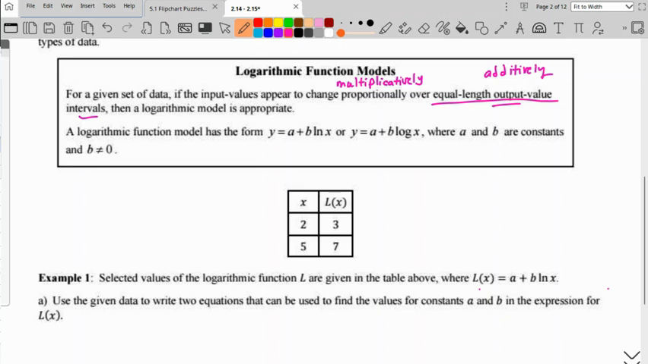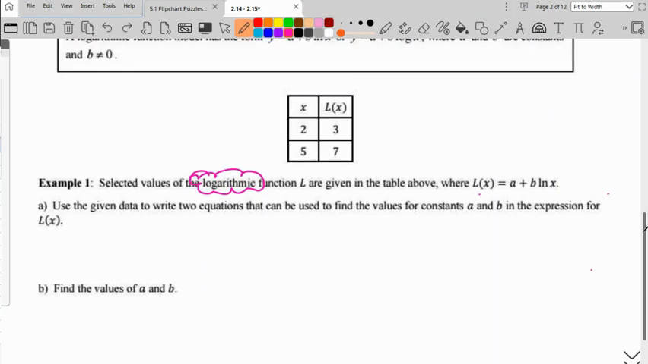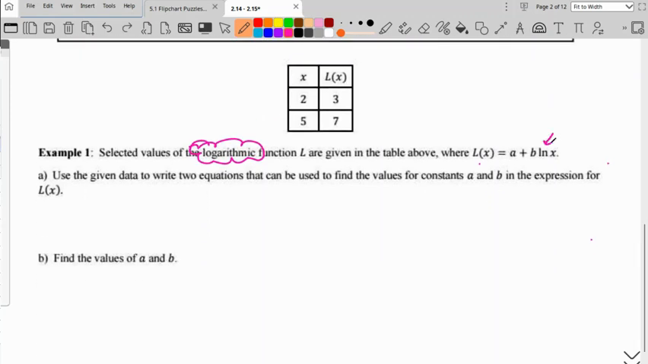Okay, selected values of a logarithmic function, so they're already telling us it's a logarithmic function, L, are given in the table above, where L of x equals a plus b times the natural log of x. So they're telling us they chose the model with natural log, base e. Use the given data to write two equations that can be used to find the values for the constants a and b in the expression L of x. Okay, so what two equations could we write with this to find the data?